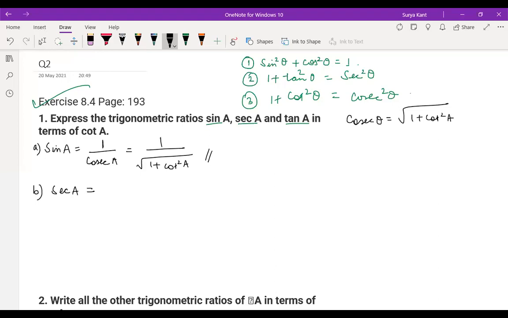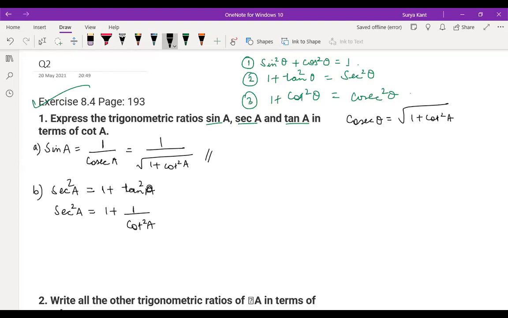I think it's in the form of tan A, sir. Yeah, tan A. So sec A equals the root of sec square A, which equals root over 1 plus tan square A. Sec square A is equal to 1 plus tan square A. And instead of tan A, we can write 1 by cot A. So sec square A is equal to 1 plus 1 divided by cot square A, right?